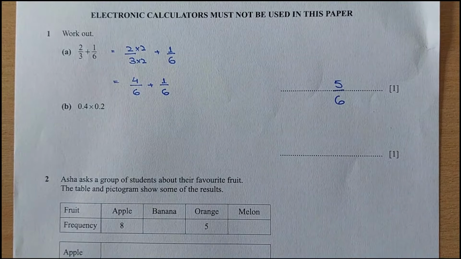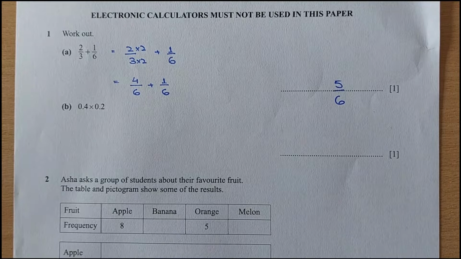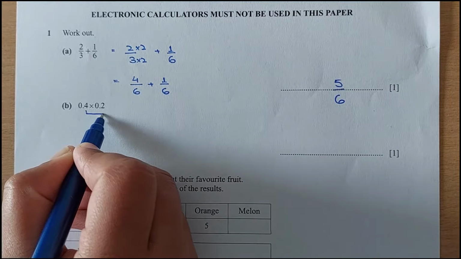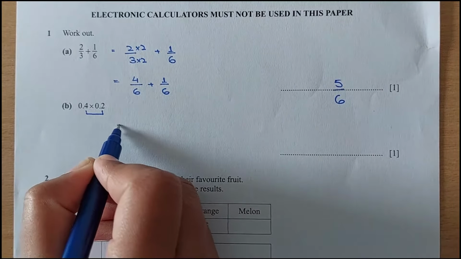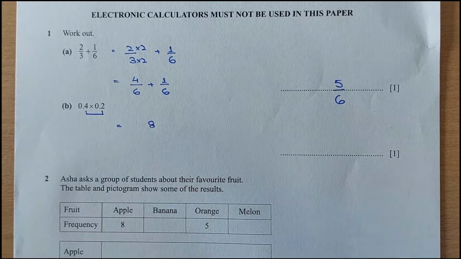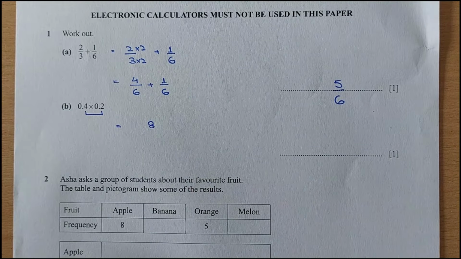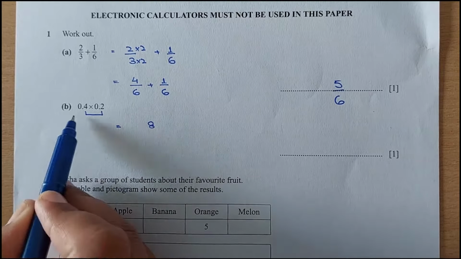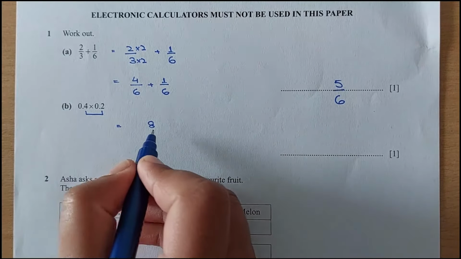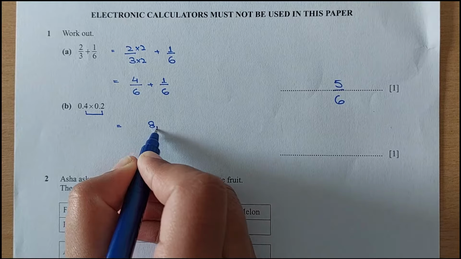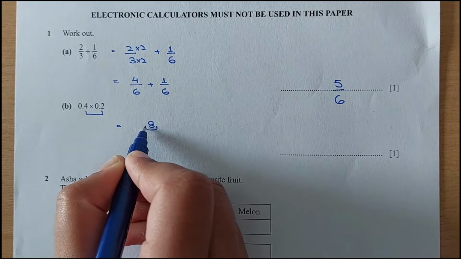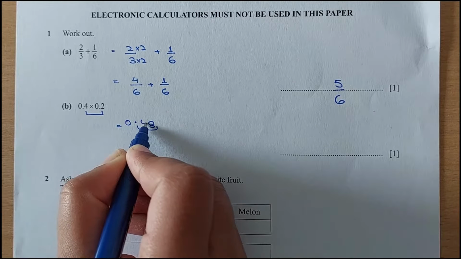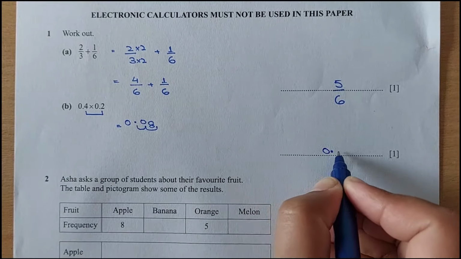Now for B part, 0.4 times 0.2. First we need to multiply the 4 with 2. We know that 4 times 2 equals 8. And then we need to count the total decimal places. This digit has 1 decimal place and this has 1 decimal place. So 1 plus 1, total 2 decimal places. So we have a decimal point here, and we need to move 2 units to the left, 1 and 2. So it would be over here, 0 and 0. So the answer is 0.08.